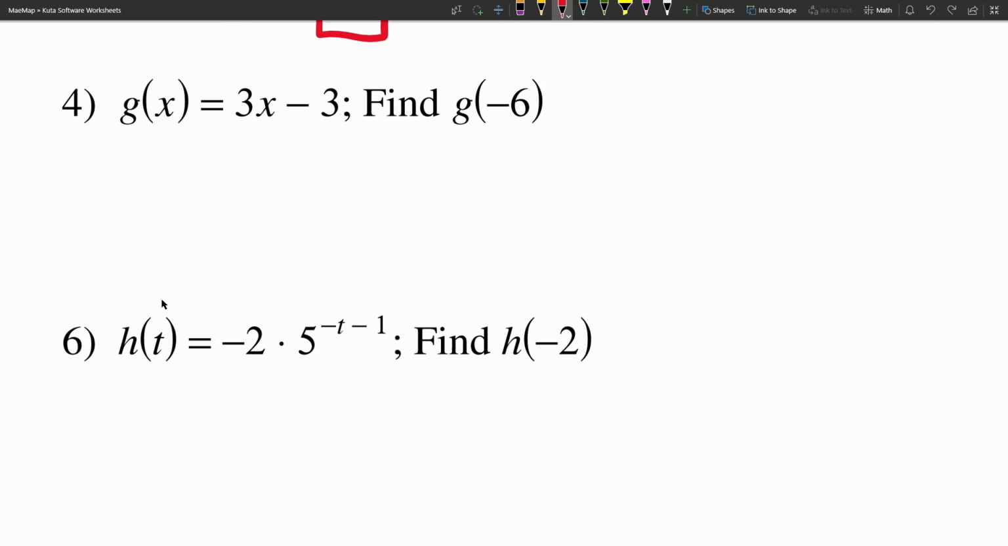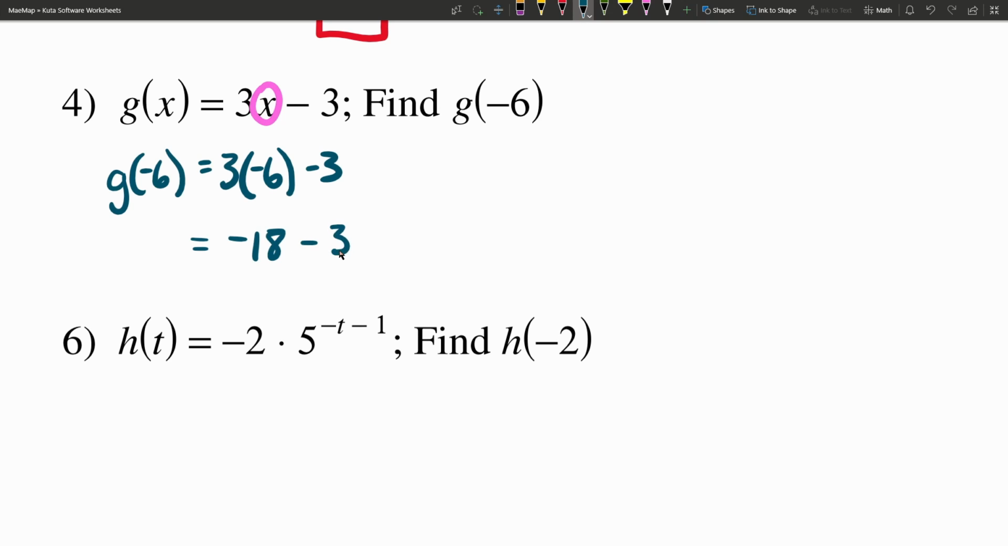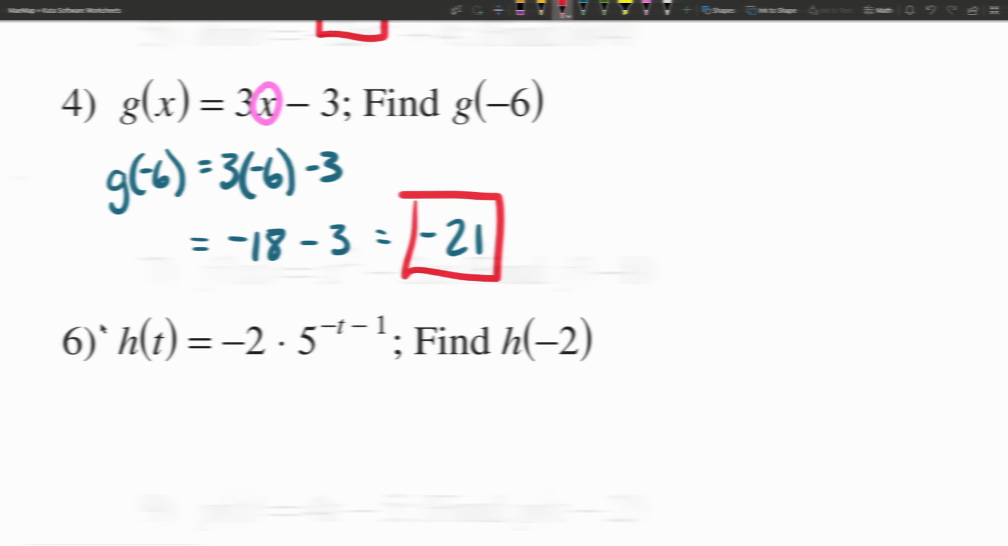Moving on to number 4, g of x equals 3x minus 3, and we're finding g of negative 6. So g of negative 6 is going to be equal to 3 times negative 6 minus 3, plugging negative 6 in for x. So 3 times negative 6 is a negative 18, and we're subtracting 3 from that. Negative 18 minus 3 is a negative 21. And that's our solution for number 4.